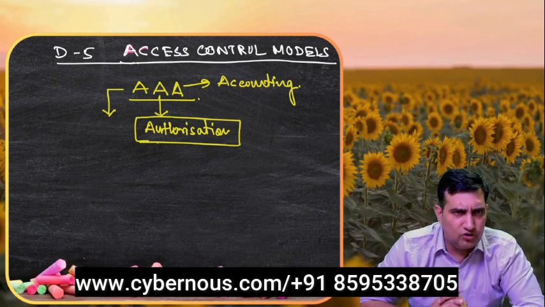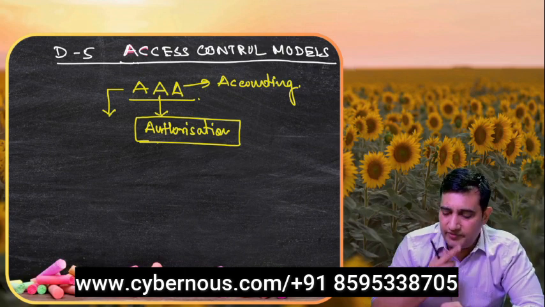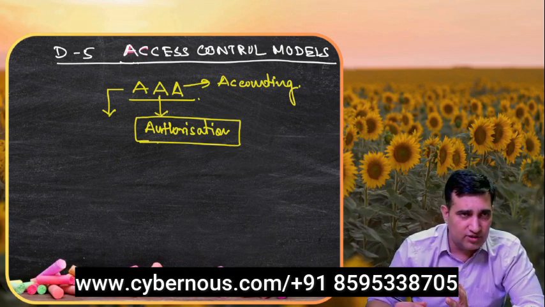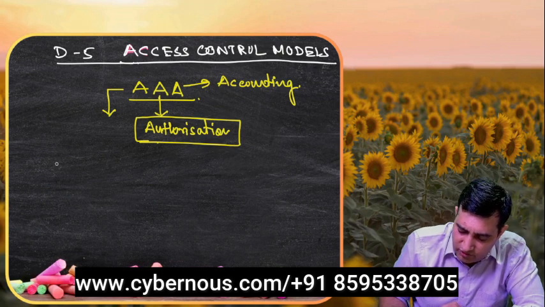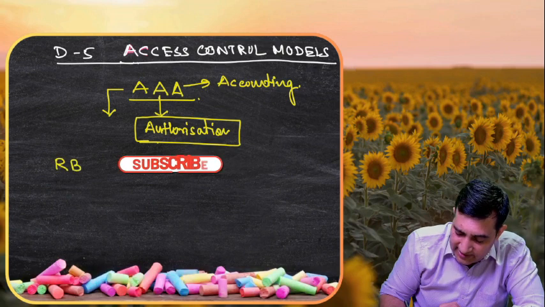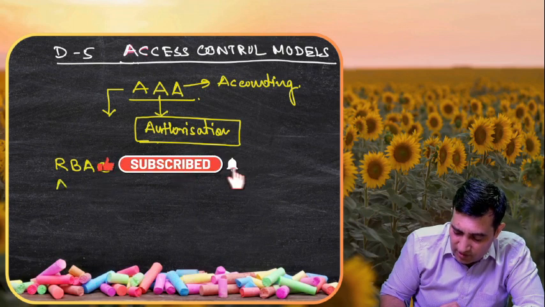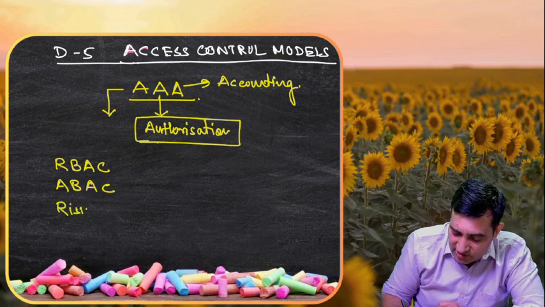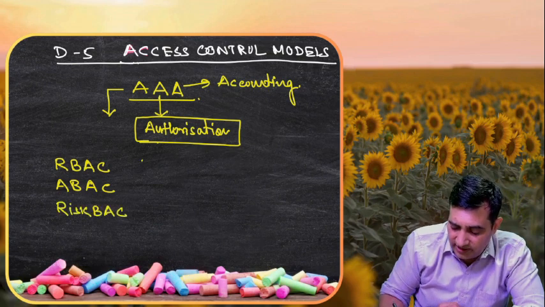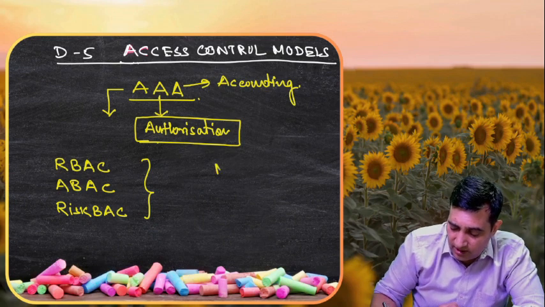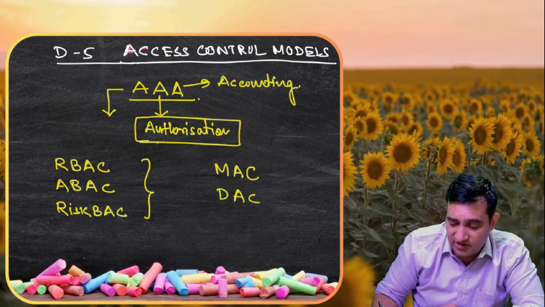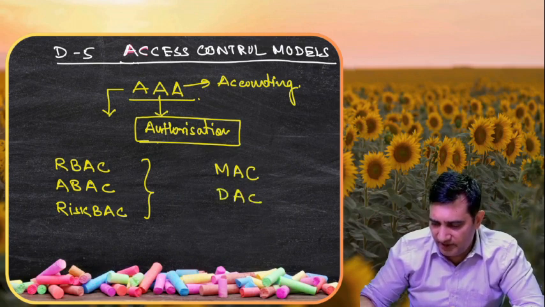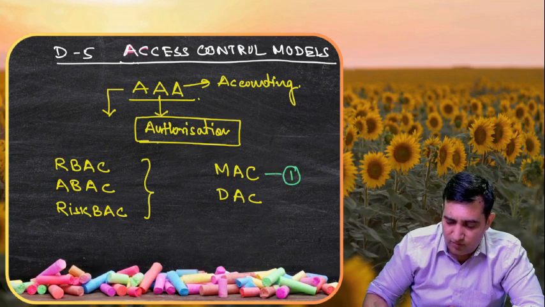Now to do that, you need to plan it better, and there are certain models for the same thing. So in this video, we are going to talk about different access control models. Primarily, we are going to talk about role-based access control, attribute-based access control, and risk-based access control. On the other side, we are also going to start with something called mandatory access control and discretionary access control. So let me take them one by one so that your concepts are clear. I am going to talk about MAC first.